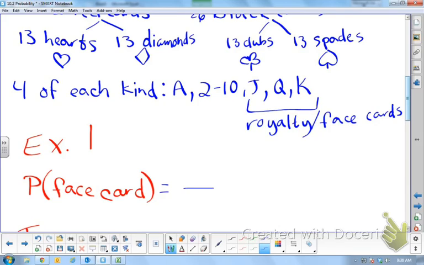So we need to know how many face cards in a deck of cards. We know a Jack, Queen, and King count as a face card. How many do we have of each? 4. So we have 12 total face cards out of 52. Then the bottom was the total amount we have to choose from. So how many total cards? 52.